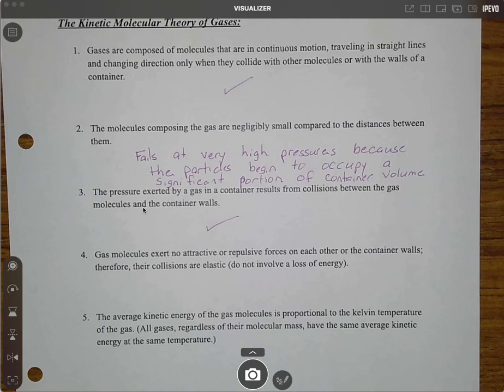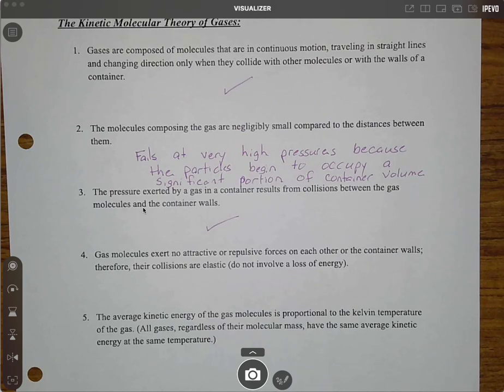Number 4, gases exert no attractive or repulsive forces on each other or the container walls. Therefore, their collisions are elastic and don't involve a loss of energy. Sometimes, gases, however, can turn into liquids. Imagine water vapor, for example, condenses onto your glass of lemonade. It got too cold, and the particles began to stick together. And every gas has kind of a threshold temperature below which the particles begin to stick together.